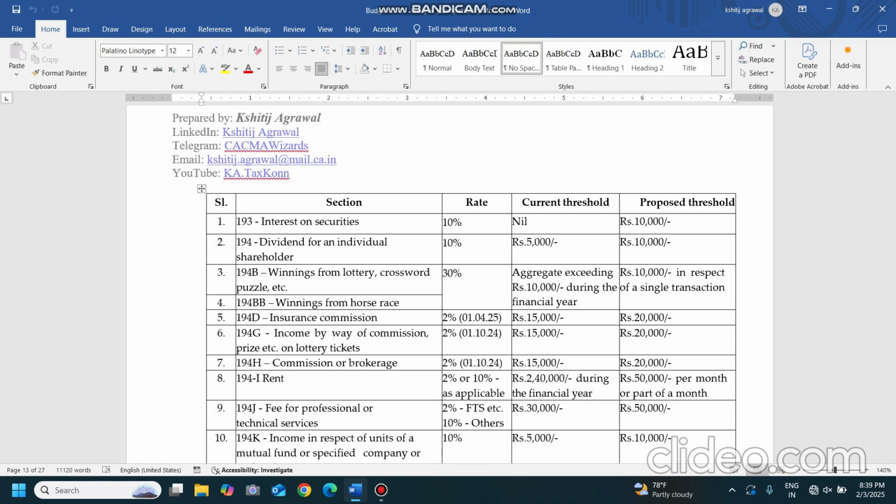Coming to section 194, where an individual shareholder is earning some dividend from any company. Earlier the threshold limit was 5,000 rupees. But now they have proposed to increase the threshold to 10,000 rupees and the rate of tax will be 10%.